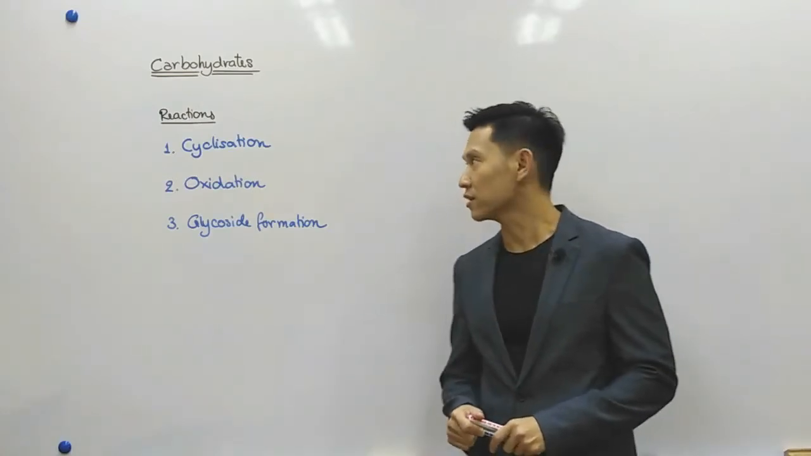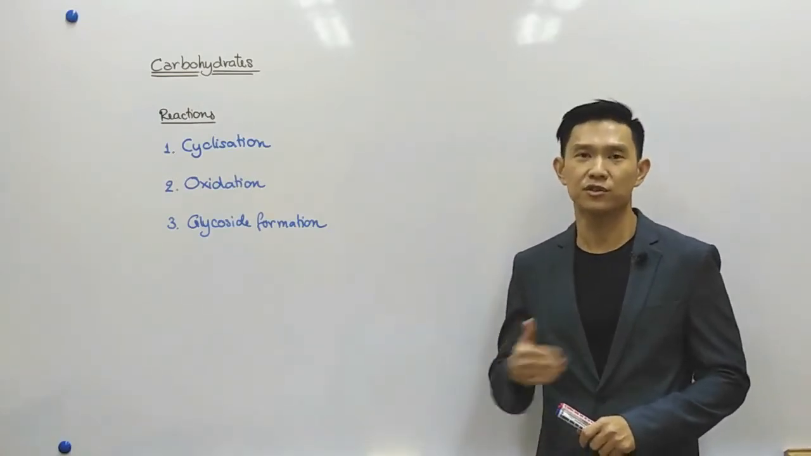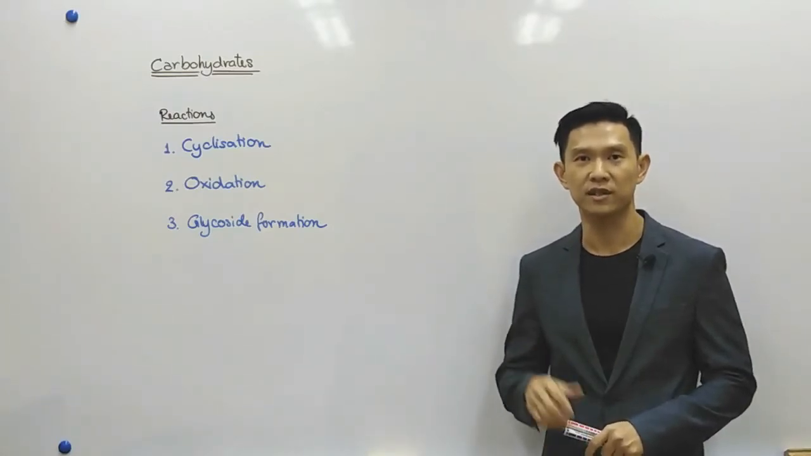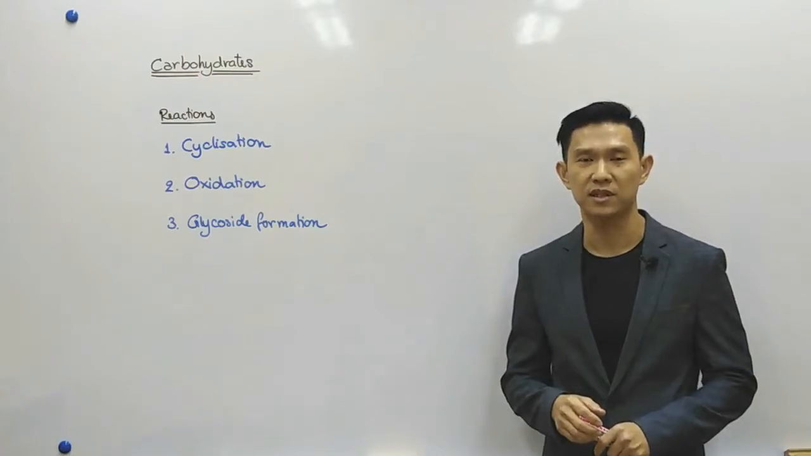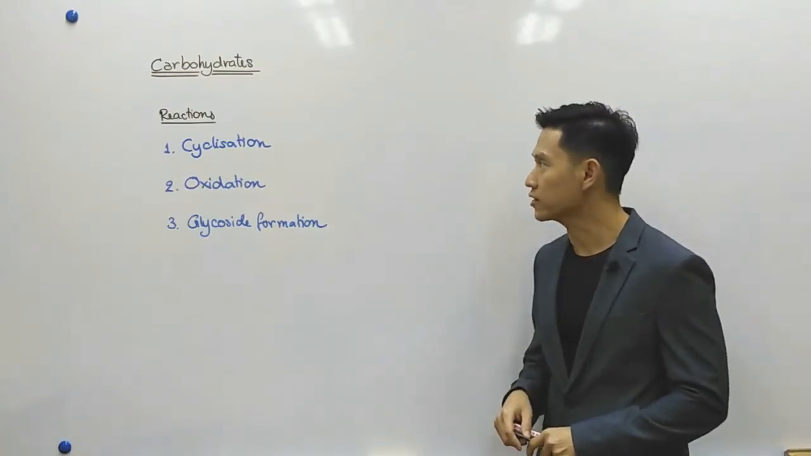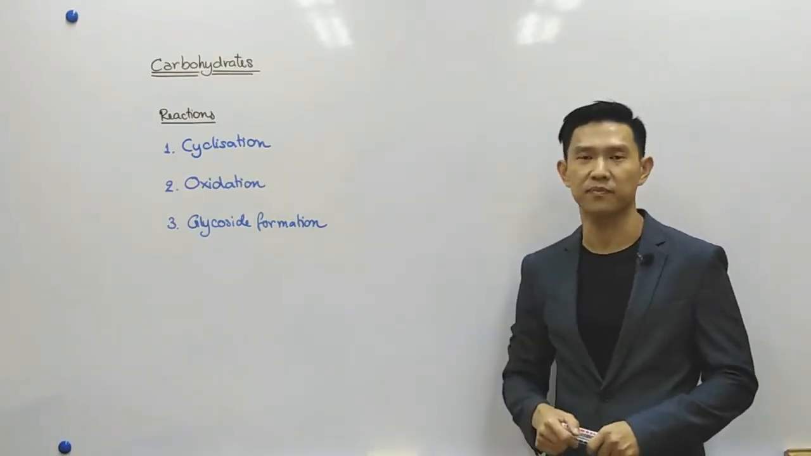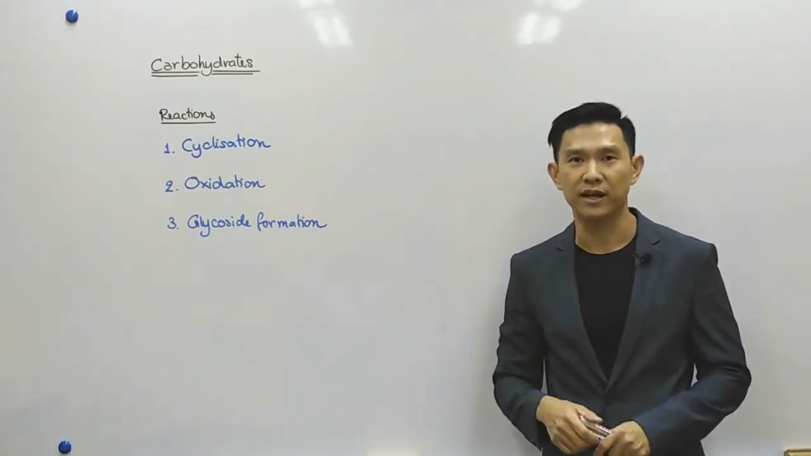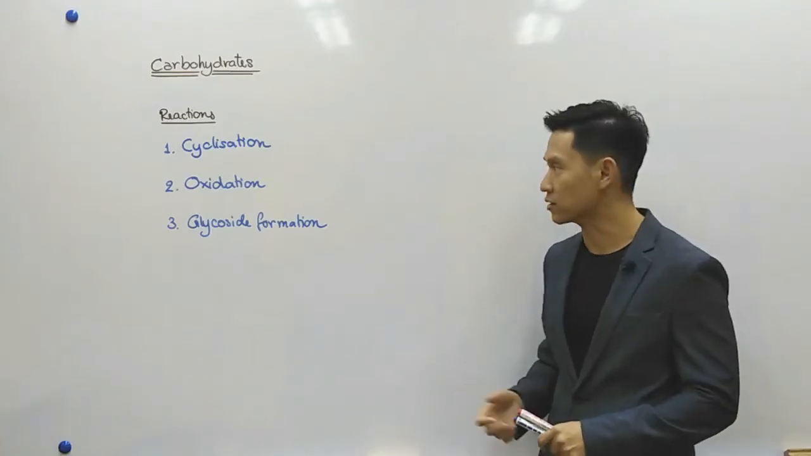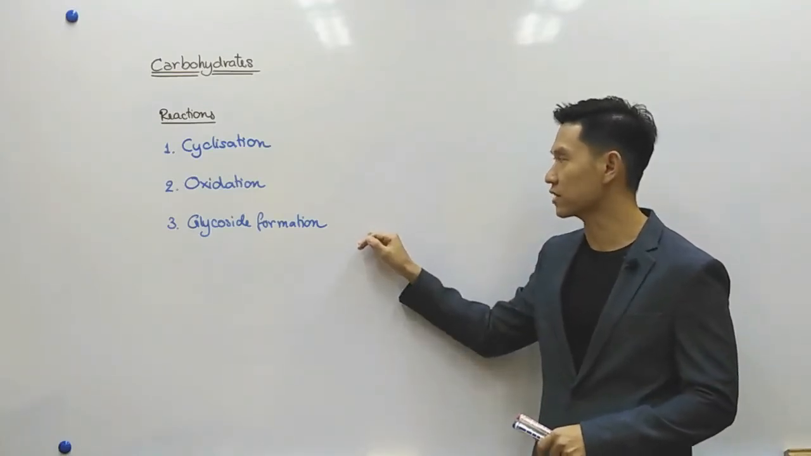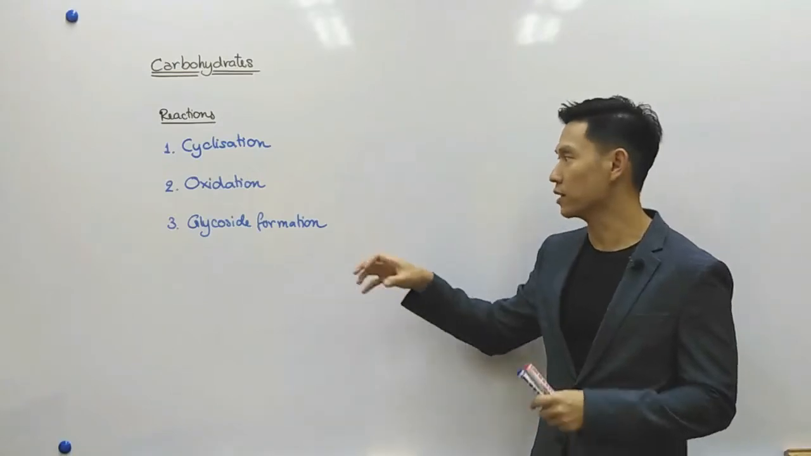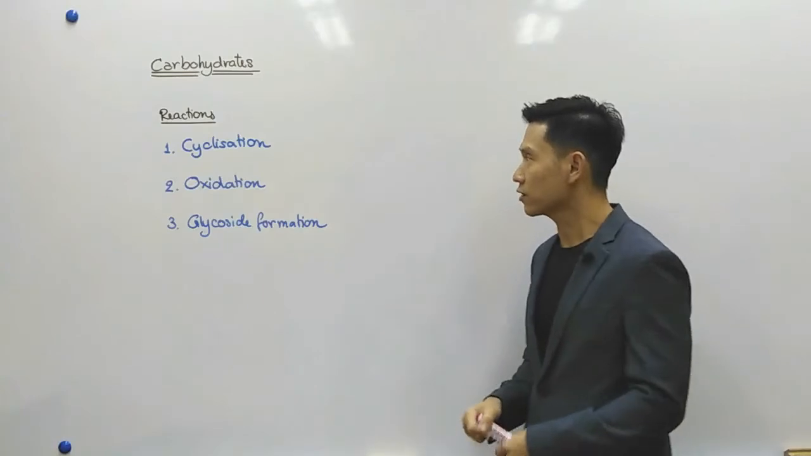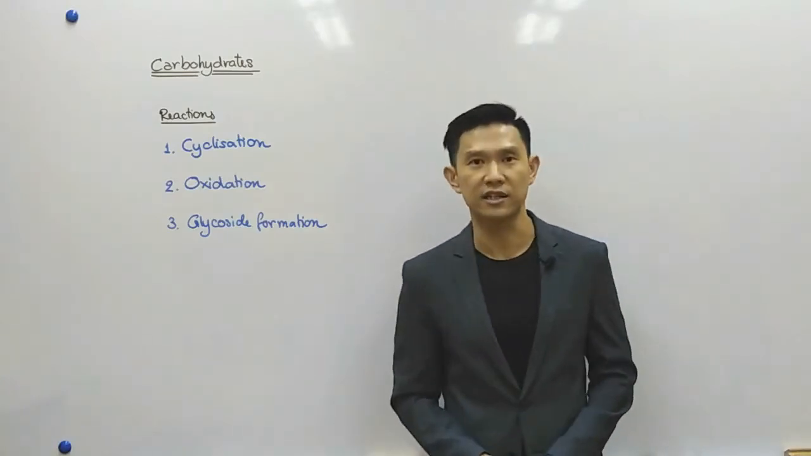And of course, the chemical reactions here will lead to the higher order of the saccharides, to be disaccharide, polysaccharide afterward. Now let's begin with the very first reaction, the cyclization. And then we're going to look at the oxidation, which is a very important reaction of the saccharide as well. And then we end with the glycoside formation, which is the way we construct higher order or bigger molecules of carbohydrates. So let's start with the first reaction, cyclization.